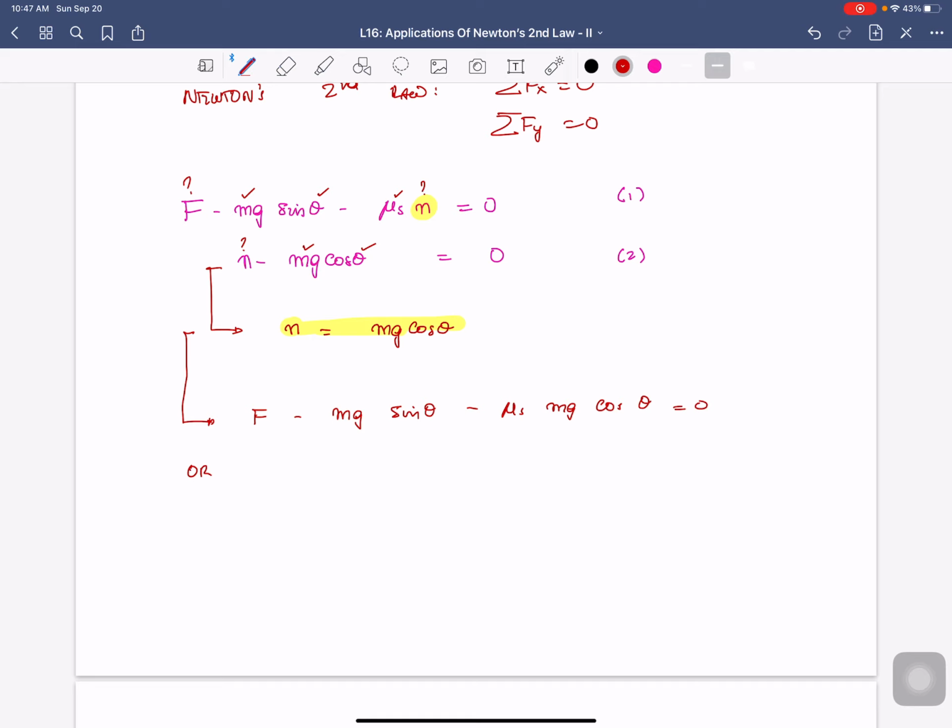Or F is equal to mg sine theta plus mu sub s mg cosine theta. Again, now everything here is known, and you can figure out the applied force, the force that Jason needs to exert to get the crate moving up the incline.